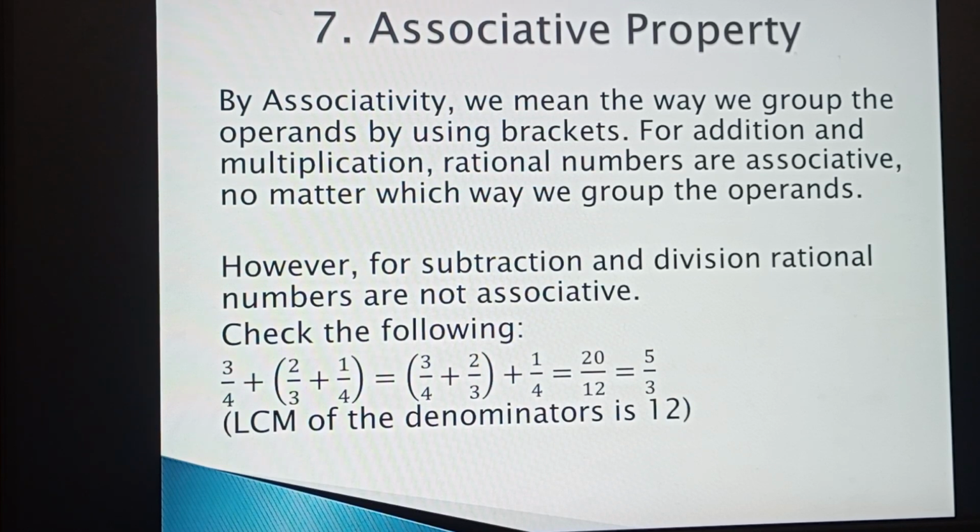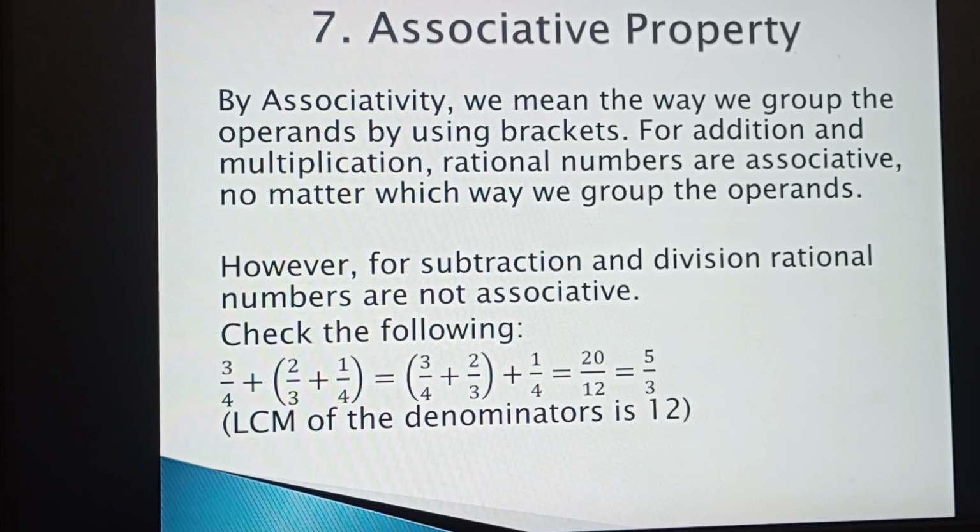Associative property. By associativity, we mean that no matter which way we group the operands in the brackets, we will get the same result. However, for subtraction and division, rational numbers are not associative. The brackets take priority. So here you see that the rational numbers have been added. In whichever way we group, the same answer 5 by 3 we get.